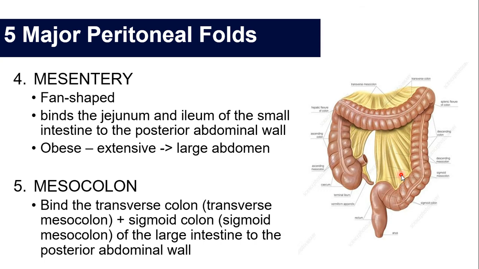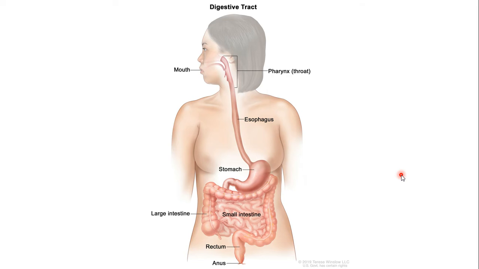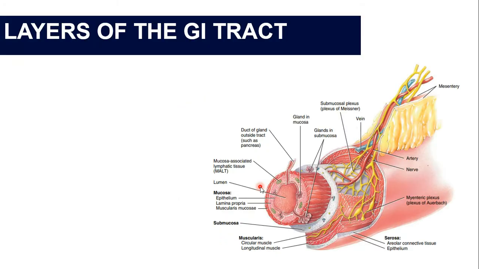So let's look at the digestive tract or the GI tract or gastrointestinal tract. Of course, it starts off with the mouth, then the pharynx or the throat, then the esophagus and the stomach. In this recorded lecture, we are going to focus on the esophagus and then the stomach. Before we start with the organs, let's discuss first the layers of the GI tract.